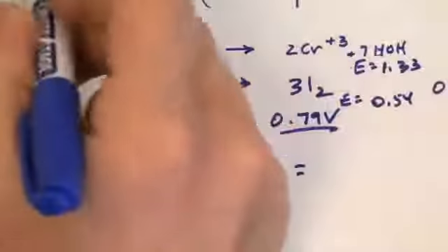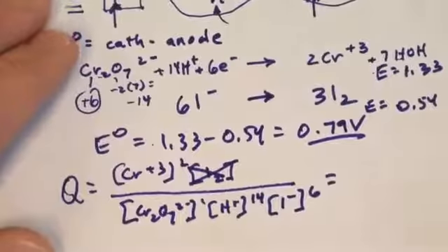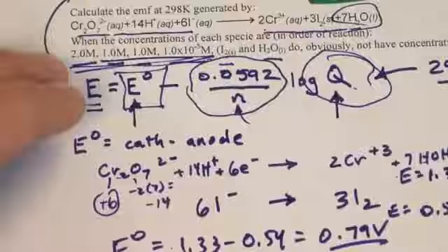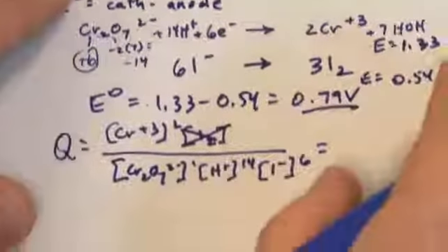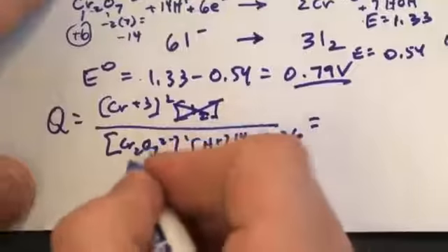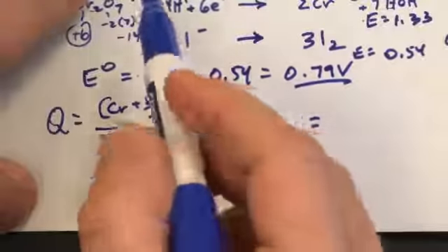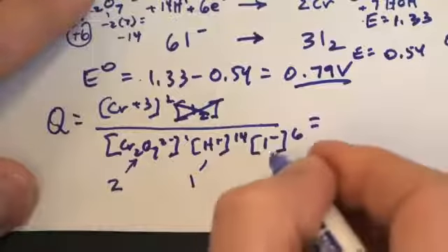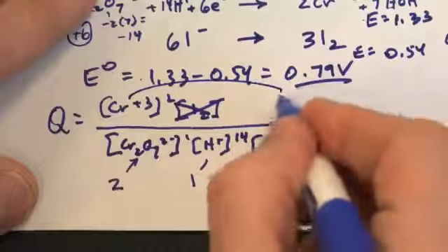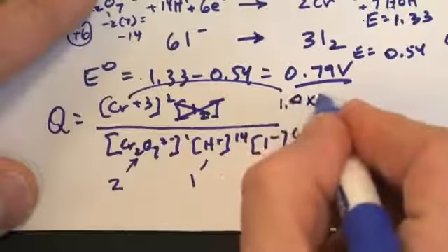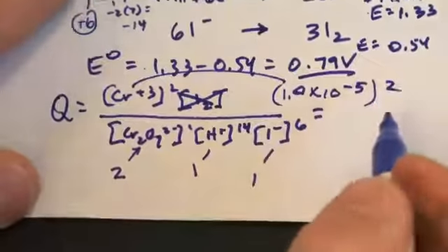And if you look, each one of the concentrations is given to you right up here in the question, and they're listed in order of the reaction. So our dichromate right here would be 2 molar. The H plus is 1 molar. The I minus is 1 molar. And the Cr plus 3 is 1.0 times 10 to the negative 5th. Remember to square that critter right there.